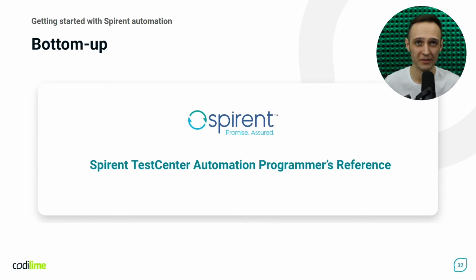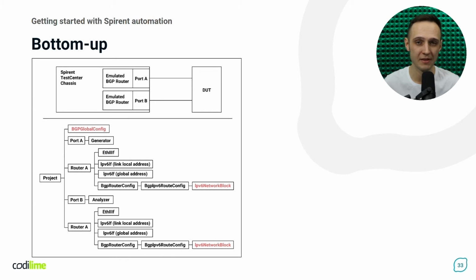There is a document called Spirent Test Center Automation Programmer's Reference, and in this documentation there are schemas like this. I would like to focus on the router A here. So we've got our router, and we know that it's built of 4 other objects. We've got the F2EF object, which is a layer 2 configuration for this router. By layer 2, I mean the Ethernet.